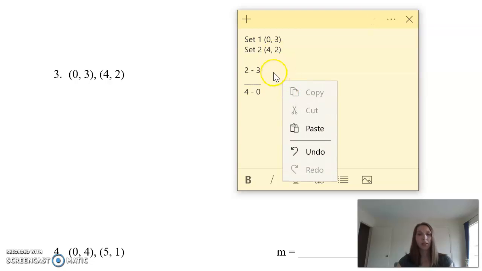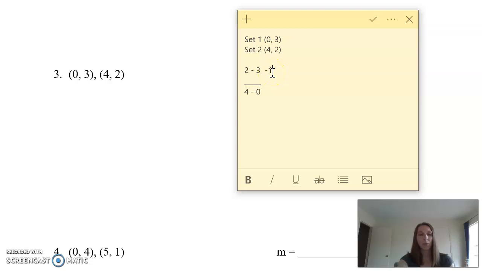2 minus 3. That leaves me with negative 1. Over. What's 4 minus 0? Well, if you have 4 and you don't take anything away, you have 4. Okay? Can I reduce that? No. So my answer for number 3 is negative 1 over 4. That means my slope is negative 1 over 4.